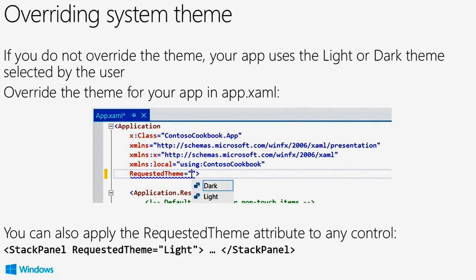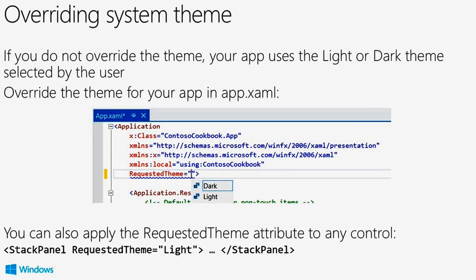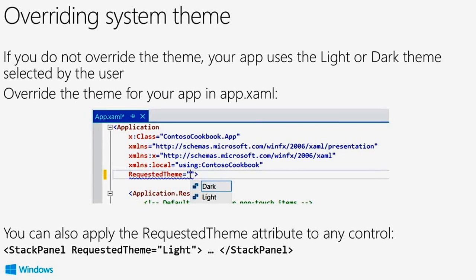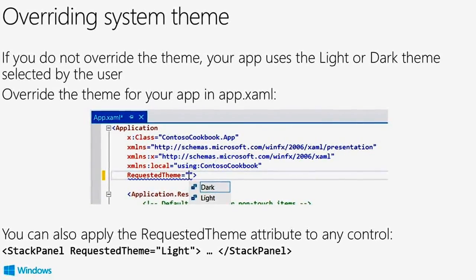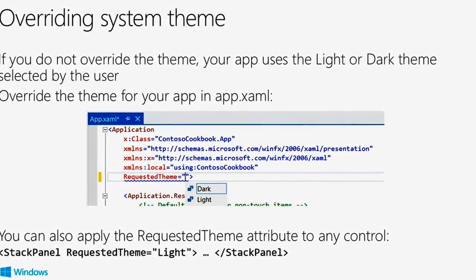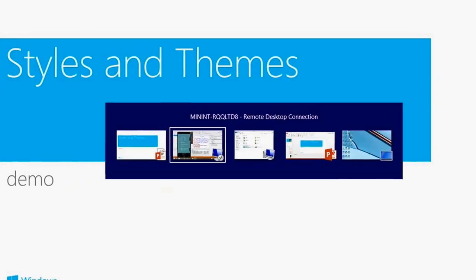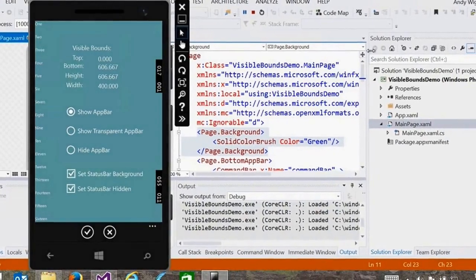If you want to set a specific theme in your app, and you don't want the user to be able to set your app to work in a white background or a dark background, you can set this requested theme property on the whole application as shown here. So this is your app.xaml file. You can set it and say, okay, on my whole application, I'm dark, regardless of what the user has set their phone to. And you can also set this on any control, it doesn't have to be at app level. So let's put that into a demo.